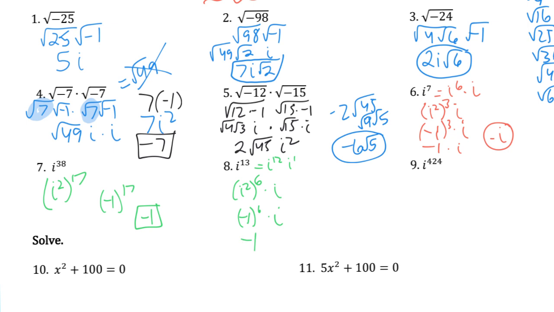And so that's -1 times, oh, actually it's +1. I to the 6th, if it's an even power, it's a +1. And then times I, it's going to just be I. And the last one, 424.